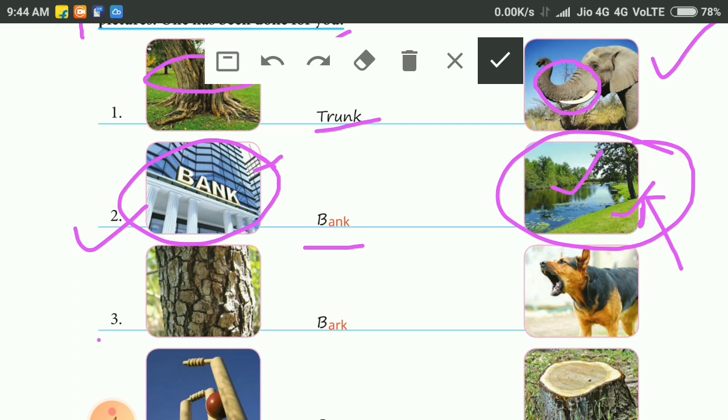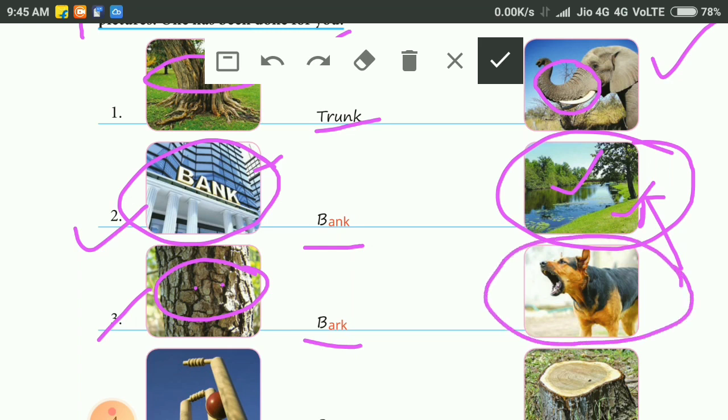Now in picture number 3, one picture is showing the outer layer of a tree trunk. You can see here the outer layer of a tree is known as bark. Bark is used for this and bark in the other picture. You can see a dog is making a sound. So the sound made by a dog is also known as bark. So bark is used for both the pictures.